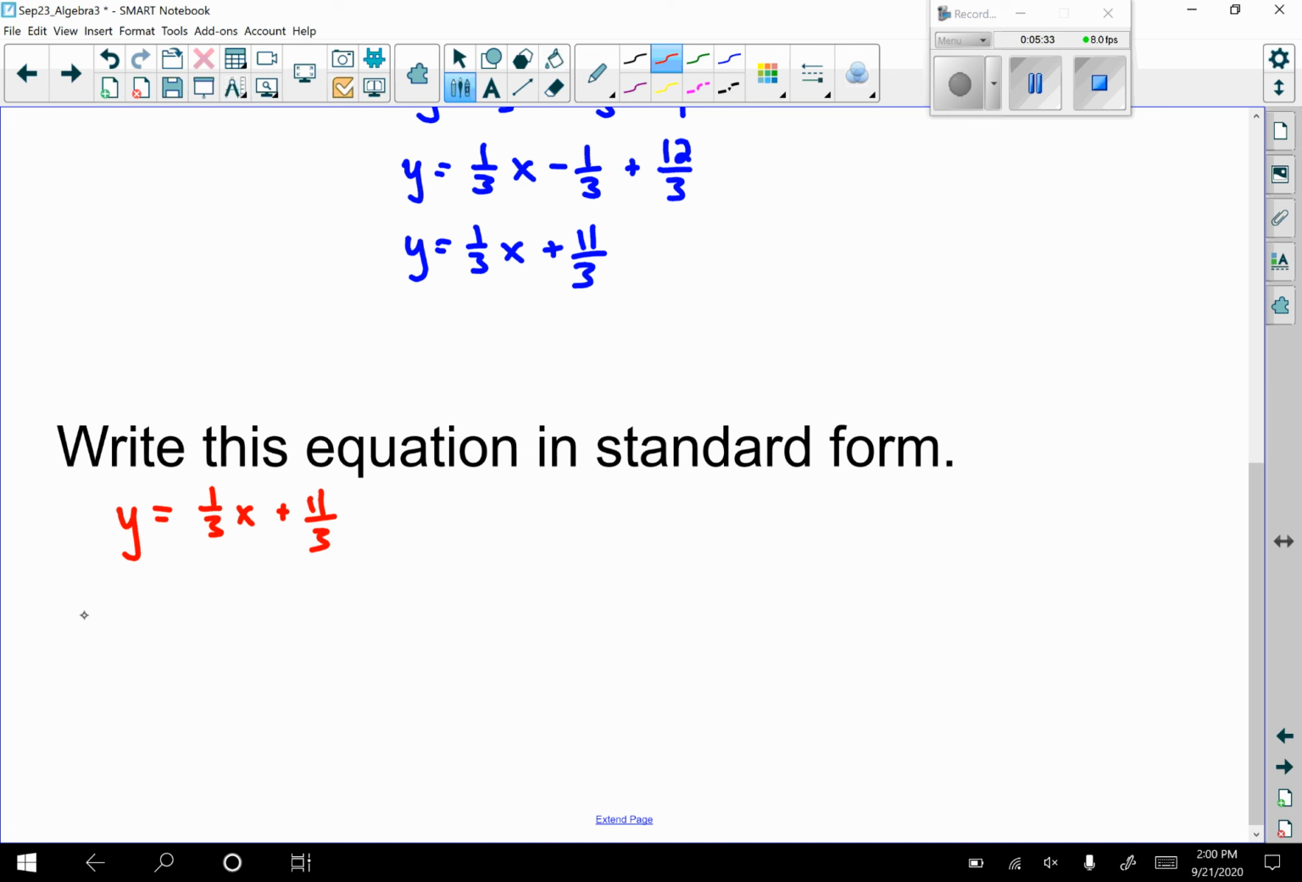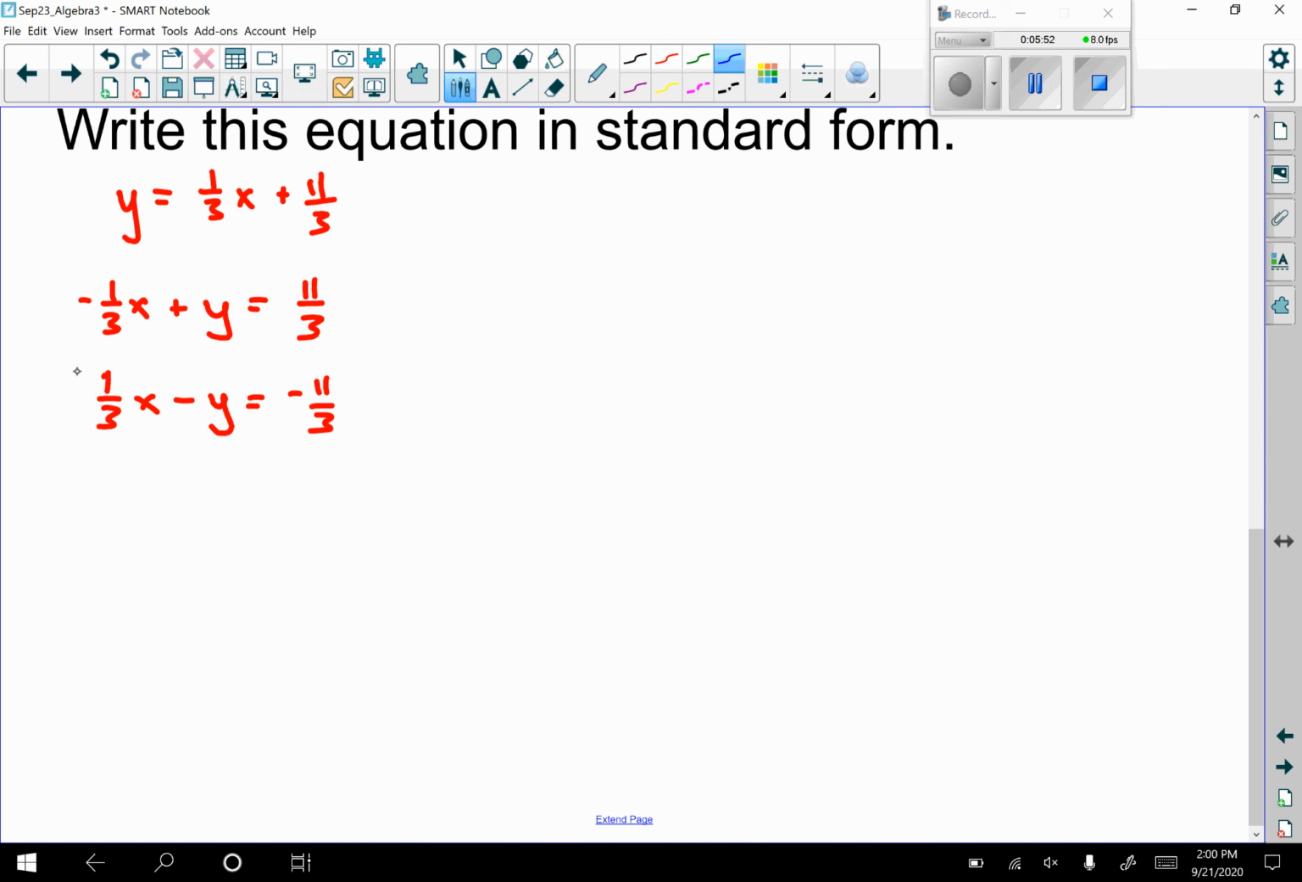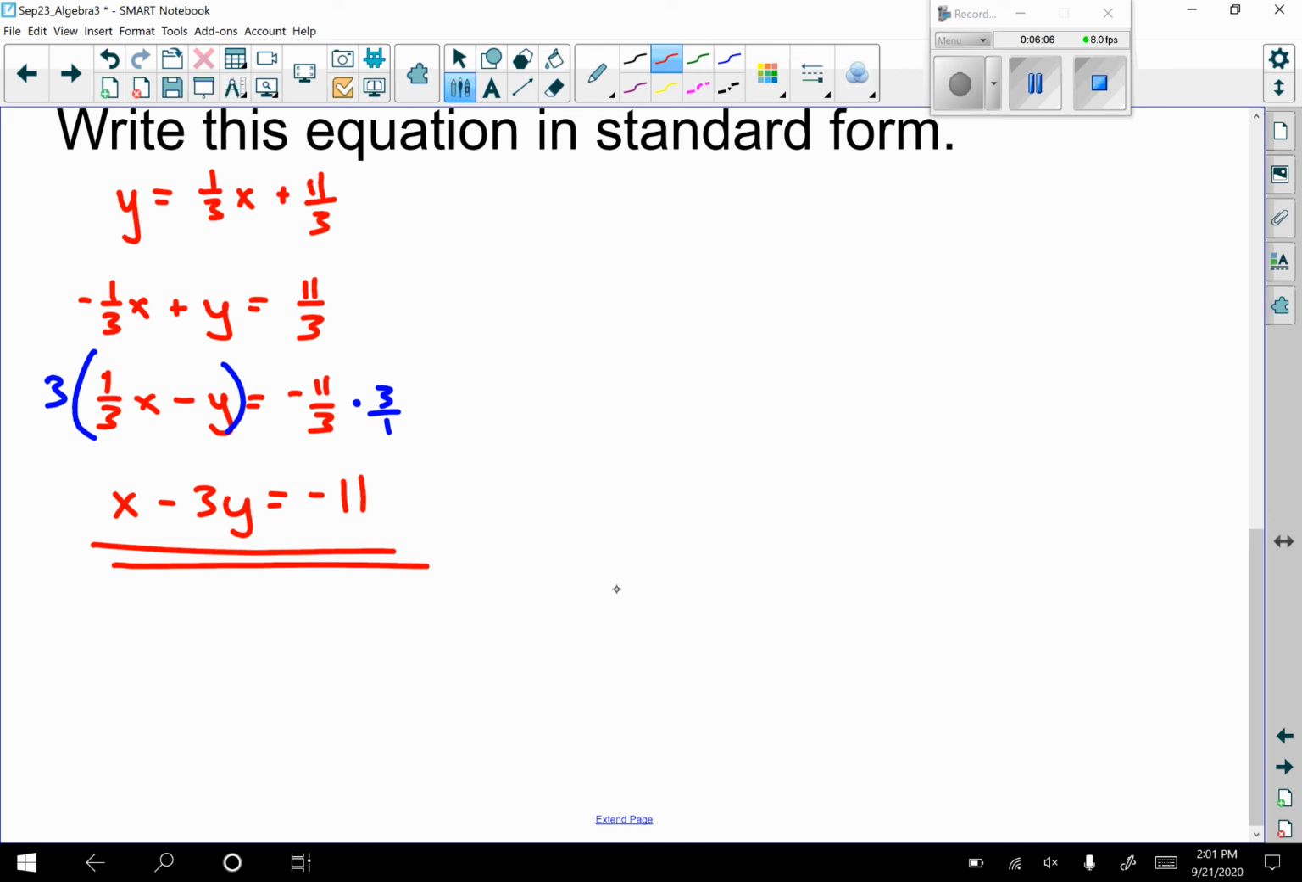All right, a couple ways to start. I'm going to start by subtracting 1/3 x from each side, so I get negative 1/3 x plus y equals 11/3. I want my first number to be positive, so I'm just going to change the sign of everything. So we're going to get a positive 1/3 x minus y equals negative 11/3. Then I need to get rid of the fraction, so I'm going to multiply everything by 3. All right, so what I'm going to get here, 3 times 1/3 is just 1. So I'm going to get x minus 3y, and then over here is just negative 11. So there is standard form.